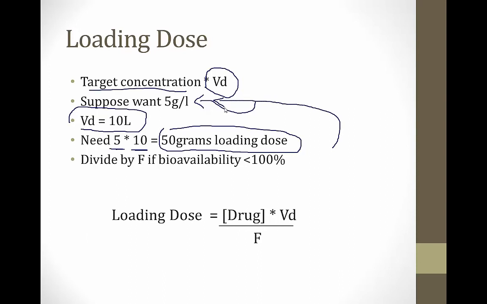Now once again, if the bioavailability is less than 100%, you need to divide by F to increase the dose and account for the amount that's lost by poor absorption or first pass metabolism. So this gives an equation for the loading dose: loading dose is equal to the desired concentration of the drug times the volume of distribution divided by the bioavailability F.